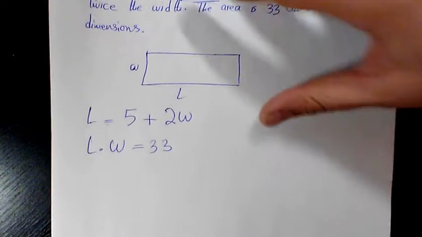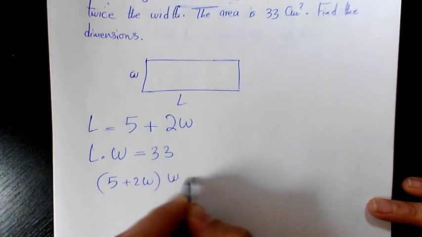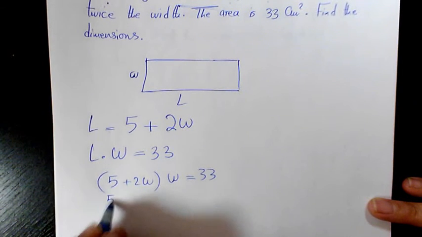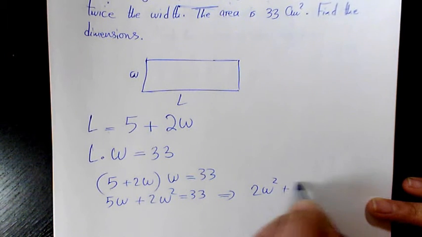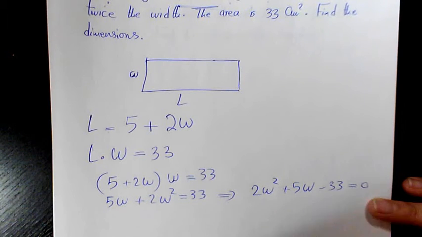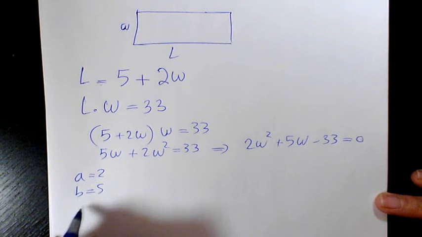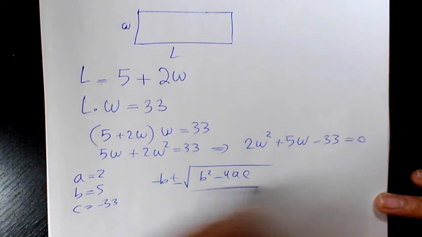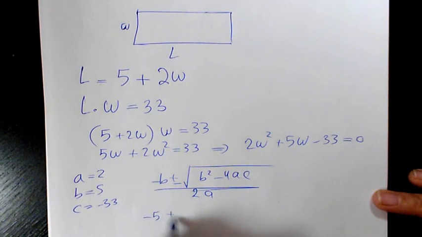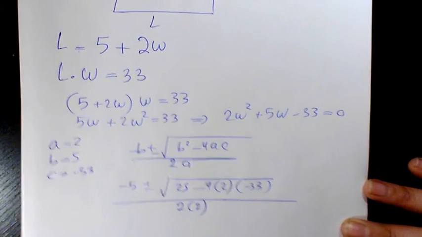So now, instead of L, I'm going to put 5 plus 2W, times W, equals 33. Then expand it: 5 times W plus 2W squared equals 33. If we rewrite it, 2W squared plus 5W minus 33 equals 0. Let's use the quadratic formula. A is 2, B is 5, C is negative 33. So negative B plus or minus the square root of B squared minus 4AC, divided by 2A. So that's going to be negative 5 plus or minus, B squared is 25 minus 4 times 2 times negative 33, divided by 2 times A.